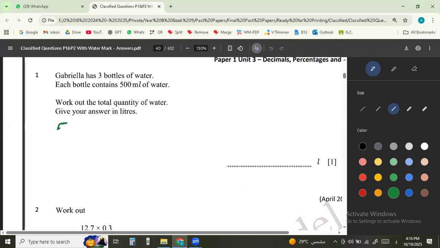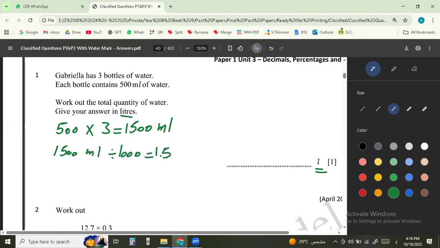So 500 milliliters multiplied by 3 bottles equals 1,500 milliliters. But they said that they wanted the answer in liters, and they've given you the liters unit. So I'm going to do what? 1,500 milliliters, I'm going to divide it by 1,000. It's going to give you 1.5. So it is 1.5 liters exactly.